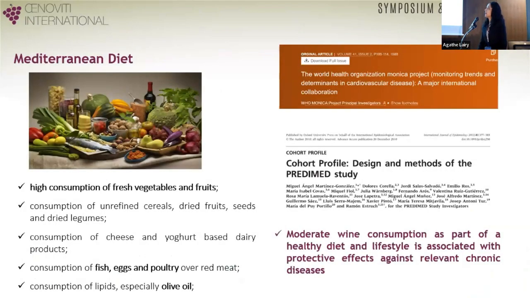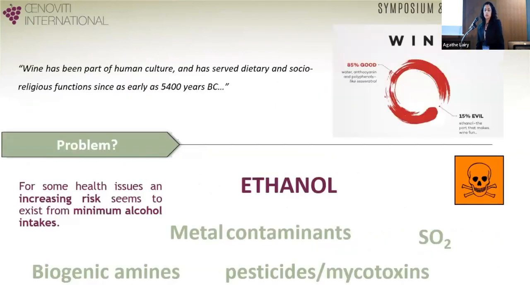So, as you all know, the Mediterranean diet recommends the high consumption of fresh vegetables, fruits, also fish, eggs, and poultry over red meat, obviously, and the consumption also of olive oil. Based and supported by recent research projects like the Monica project and also the PREDIMED study, the Mediterranean diet also recommends the consumption of moderate wine as part of a healthy diet and lifestyle associated with protective effects against relevant chronic diseases. In fact, we know that wine has been part of human culture and has served many dietary, social, and religious functions since many years before Christ.